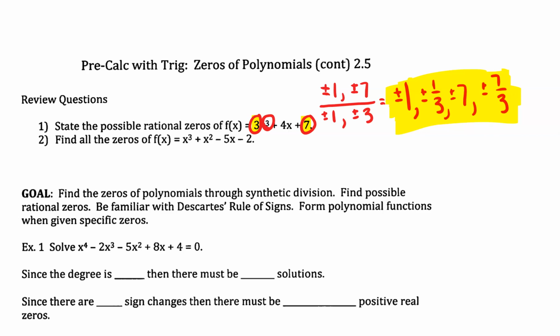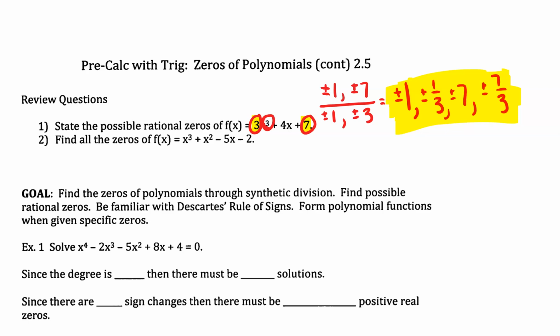Find all the zeros of this function. You could type that into a graphing calculator, and that'll give you a good idea of where the zeros are located, where it crosses the x-axis. But for now, I'm not going to do that. I'm going to use the possible rational zeros and guess and check. That's a little longer, but that's what you're going to have to do if you don't have a graphing calculator with you, or if it's a non-calculator test.